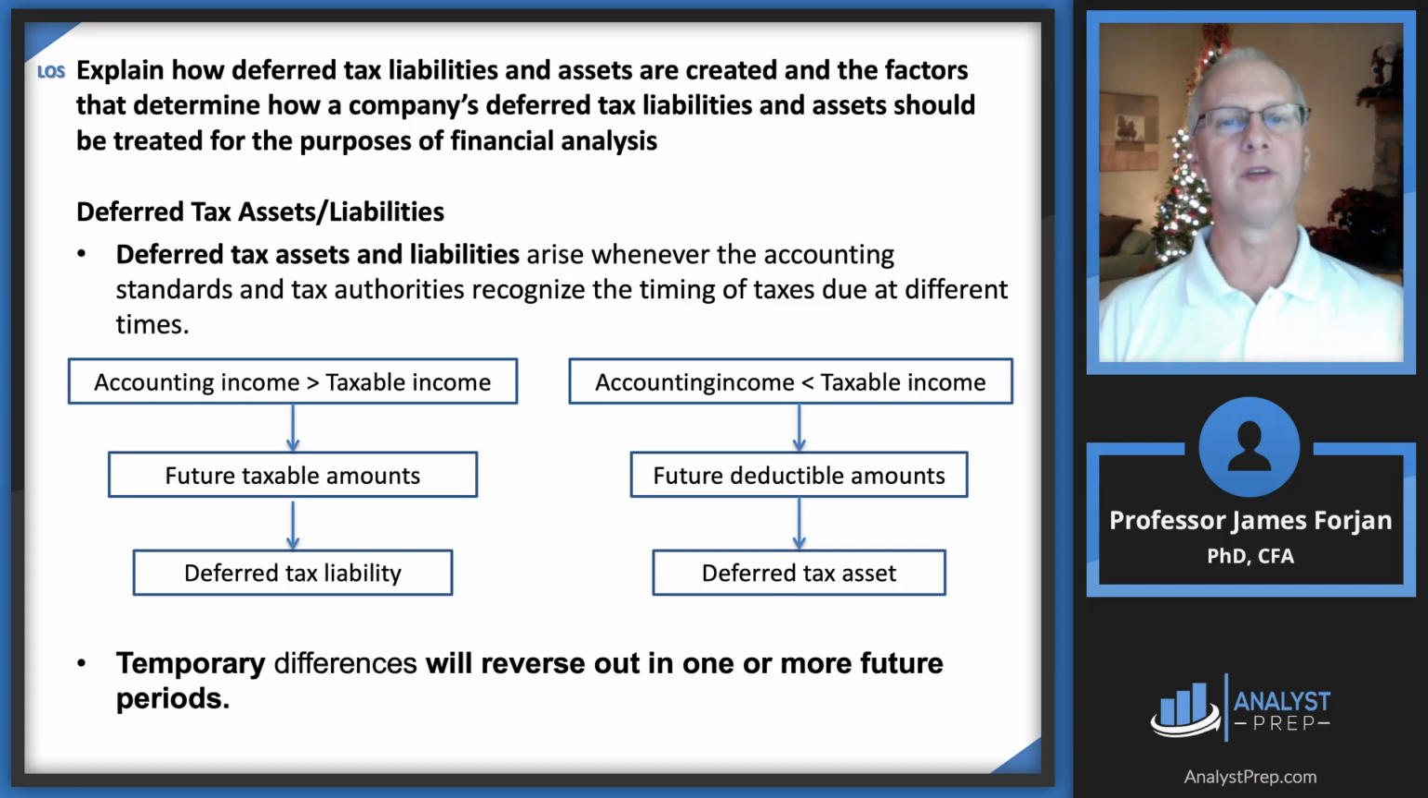Explain how deferred tax liabilities and assets are created, and then talk about some factors here. All right, so look down the left-hand column. If the accounting income is greater than taxable income, that means that we are going to have future taxable amounts. That means we're getting a break today for the differences between those two choices that we make, which then means that we're going to have a future tax liability.